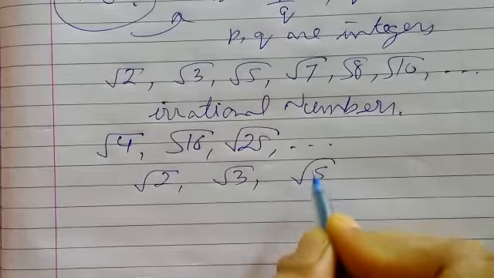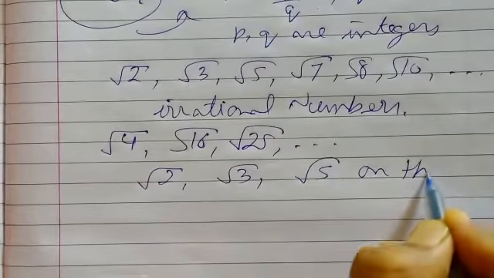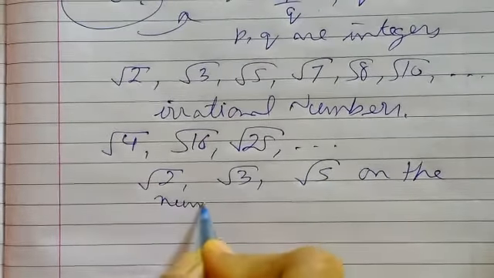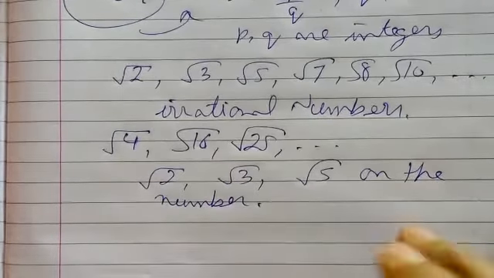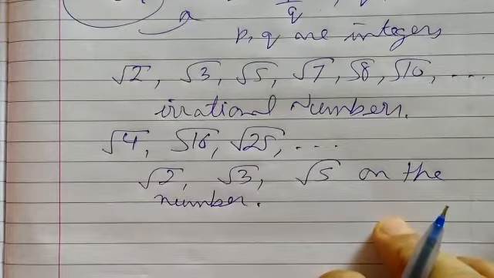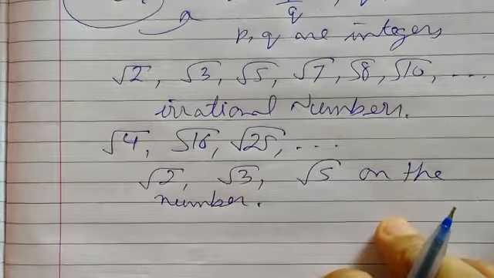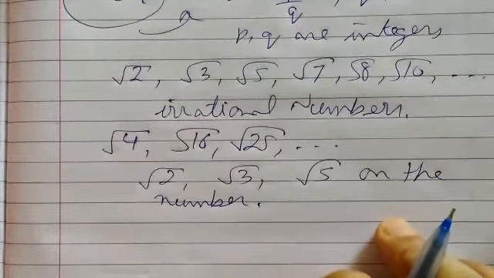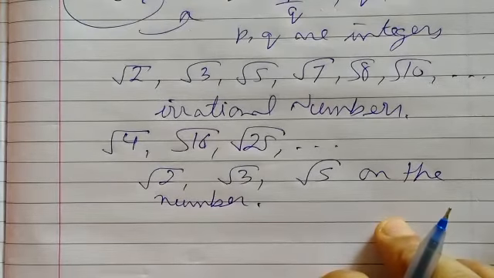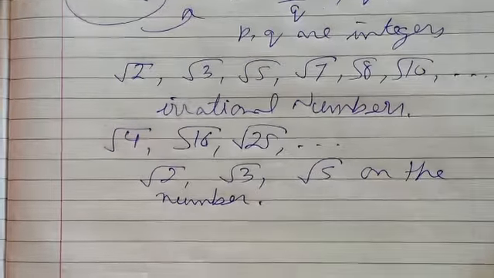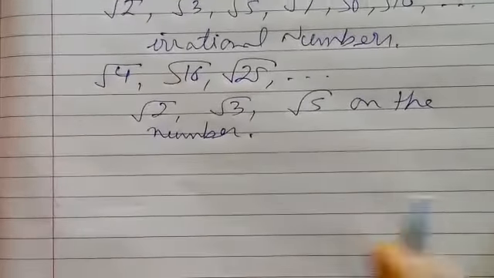Now we learn how to represent root 2, root 3, root 5 on the number line. We know that we can represent any number, whether it is rational or irrational, any real number, whole number, integer, natural number, every number we can represent on the number line. So today we learn how to represent root 2 on the number line. So let us see how we can do it.